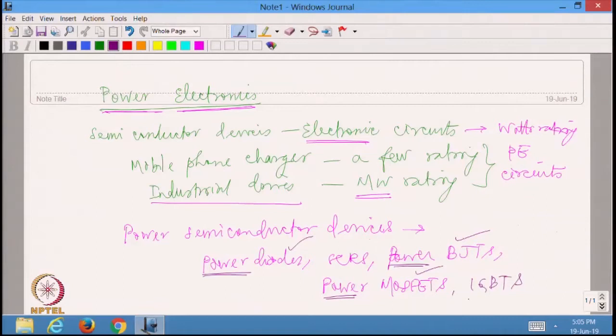All these devices are ultimately connected in different circuit forms to make either a rectifier, which is an AC to DC converter, or an inverter, which is a DC to AC circuit, and so on. So we will be dealing with power semiconductor devices connected in different circuit formats, used for different applications, be it a mobile phone charger, a big rectifier, or an inverter for industrial drives. That is what we are going to talk about in this course. Okay?